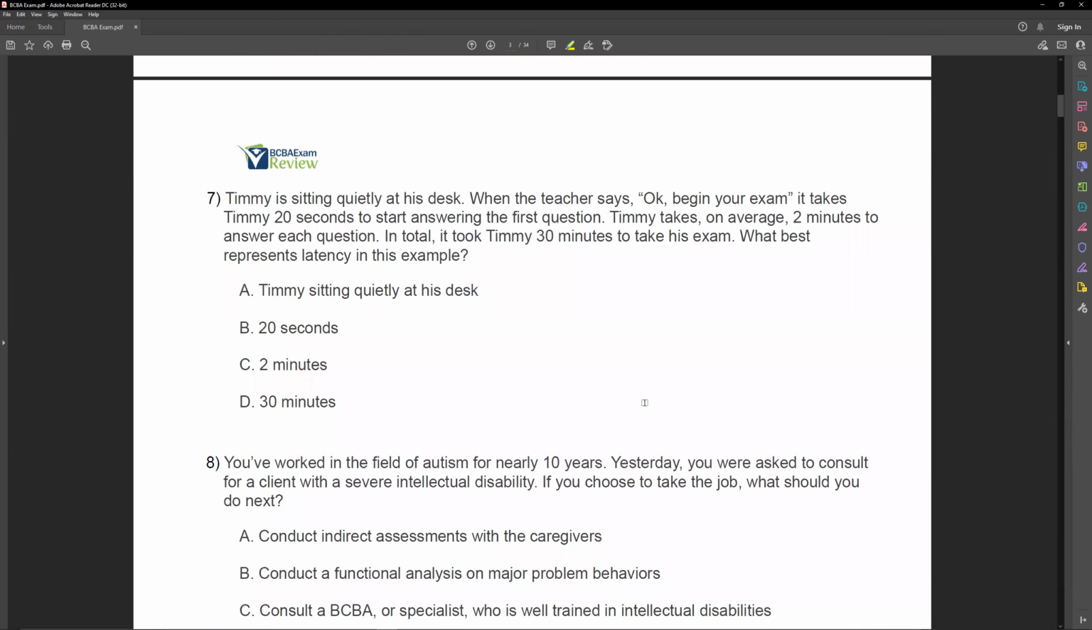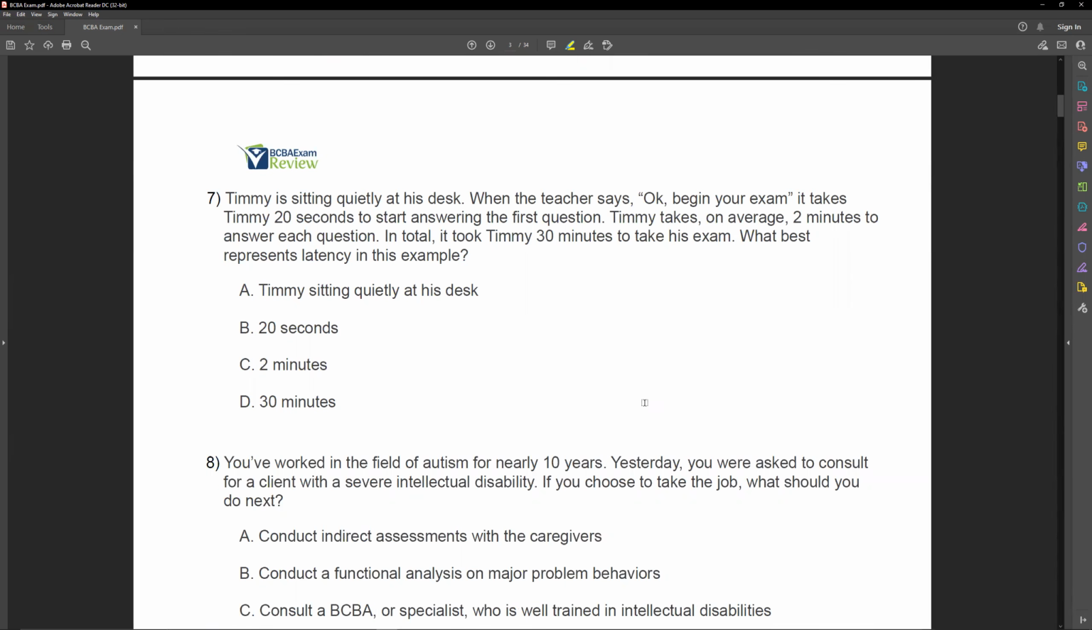7, Timmy is sitting quietly at his desk. When the teacher says, okay, begin your exam, it takes Timmy 20 seconds to start answering the first question. Timmy takes, on average, 2 minutes to answer each question. And in total, it took Timmy 30 minutes to take his exam. What best represents latency in this example?